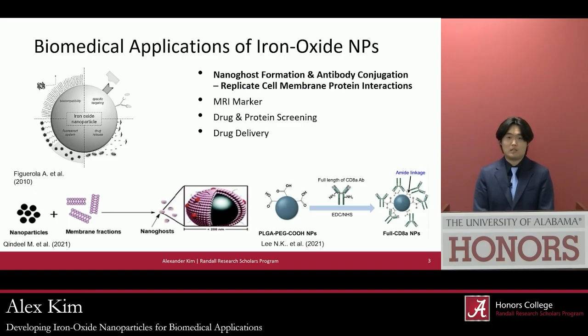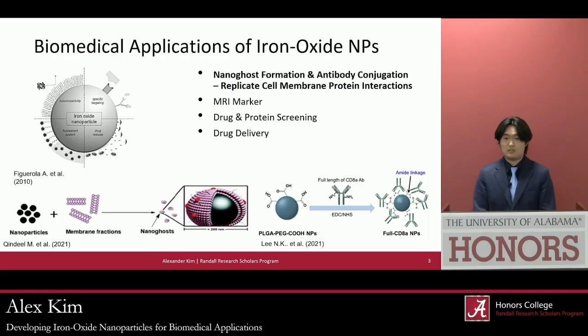As you can see, on the bottom left is the way that we form nanoghosts. So essentially what you would do is suspend your nanoparticles in a solution of cell membrane fragments. And these cell membrane fragments will actually naturally reassemble a cell membrane around the nanoparticle, resembling the original cell membrane with all of its membrane receptors and components intact. On the bottom right, you can see antibody conjugation, where antibodies will interact with the polymer coating of a nanoparticle to form the conjugate.